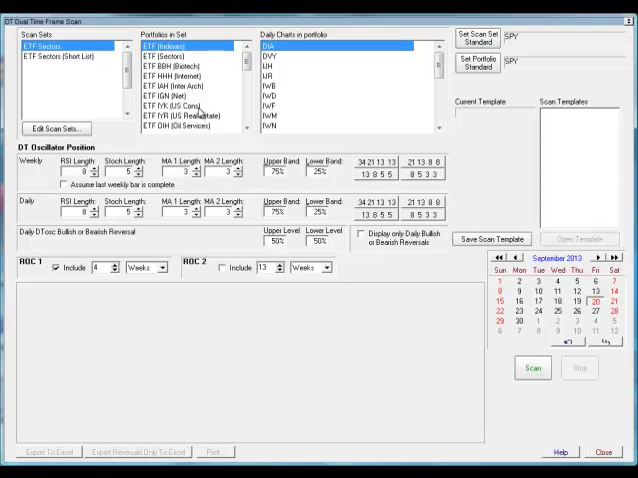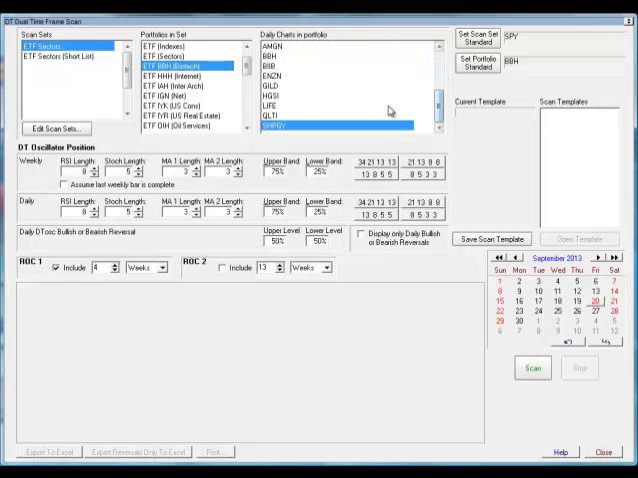So, for instance, I have a scan set that's ETF sectors. I have about 20 or 23 or 24 portfolios in that ETF sector scan set, and each portfolio is a major sector represented by an ETF, and then within each of these ETF portfolios, I have the top 10 or 12 volume stocks for each one of these sectors. For instance, the biotech sector, these are the symbols of the major stocks, the highest volume stocks that are within that biotech sector. So we can scan through 10, 15, 20, 30, 40, however many portfolios we want, and each of those portfolios can have as many stocks in it as we want.